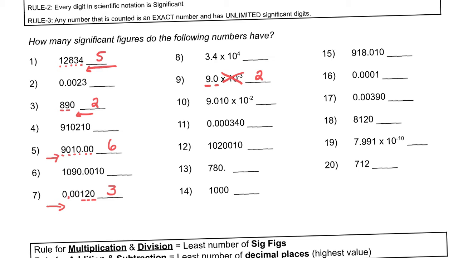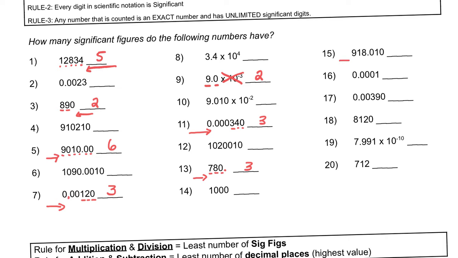Jumping down to number 11, decimal's present, so I'm going to go from the Pacific side, or from left to right. 3 is my first non-zero number, and I count until I run out. 3 significant figures. For 13, notice that there is a decimal here. So decimal is present, so I'm going to start from this side. 7 is my first non-zero number, and I count till I run out.